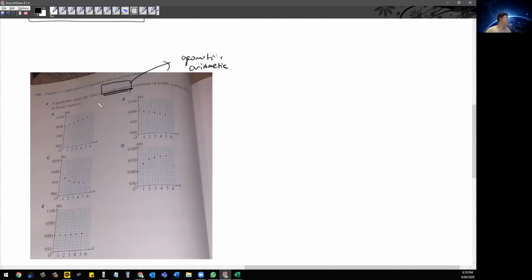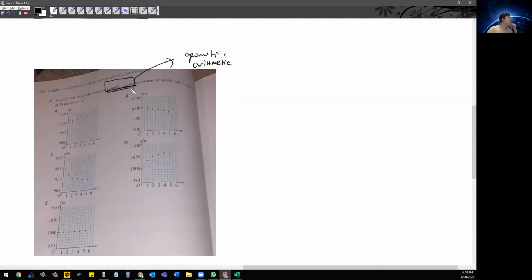So you say simple interest investment of $1,000, earning interest of $5 per month. Okay. So it's not giving you a percentage, it's making it a lot simpler for you. It says that you're just making $5 per month, right? So is that geometric or arithmetic?